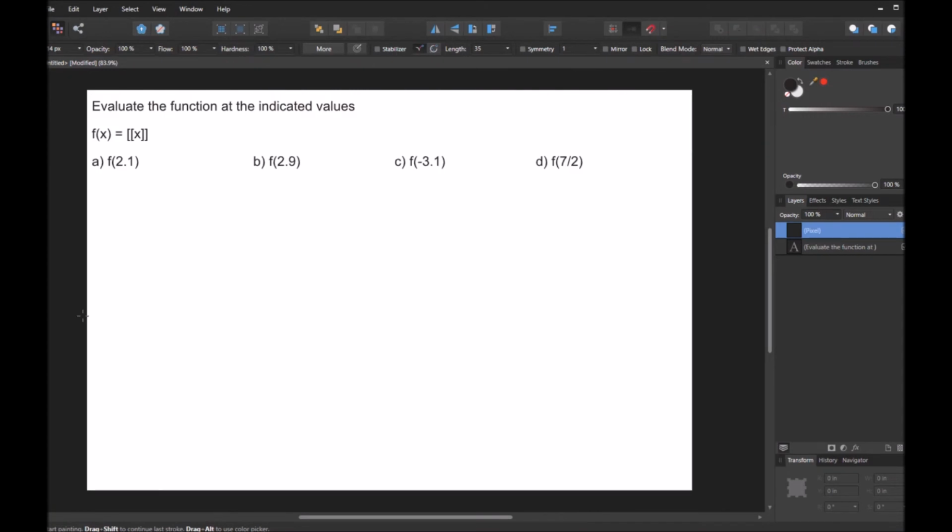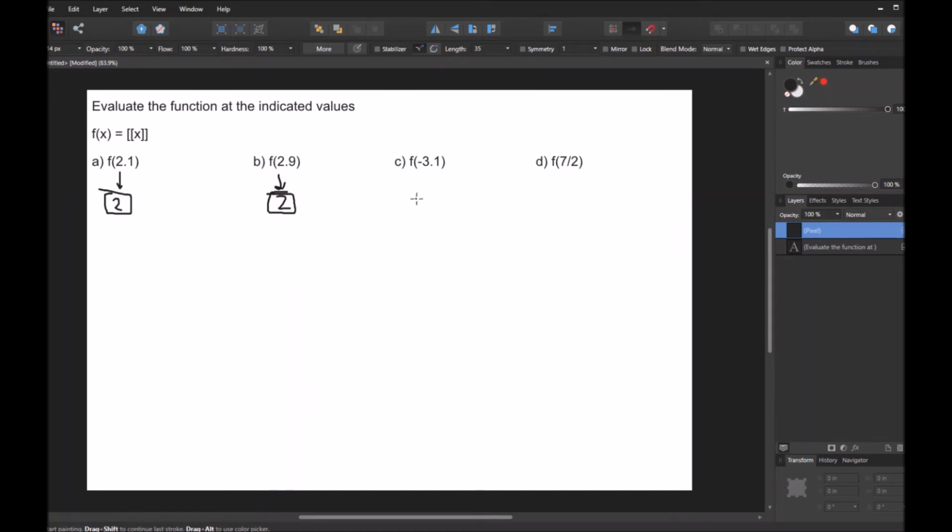Okay, so in this next question we're asked to evaluate the function at the indicated values. And our function is f of x equals the greatest integer value of x. And we're told to evaluate it at f of 2.1, f of 2.9, f of -3.1, and f of 7 halves. So what we need to remember with these step functions, or these rounding down functions as they're also called, is that we want to round down with them. So f of 2.1 we're going to round down, and that would just be 2. f of 2.9 we're going to round down, and that would just be 2.